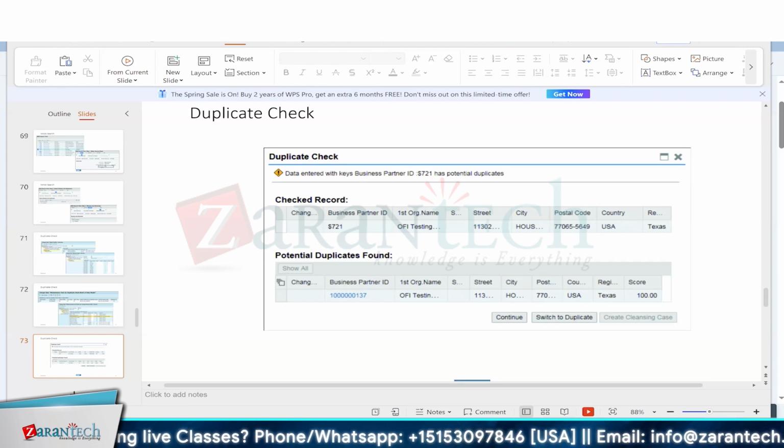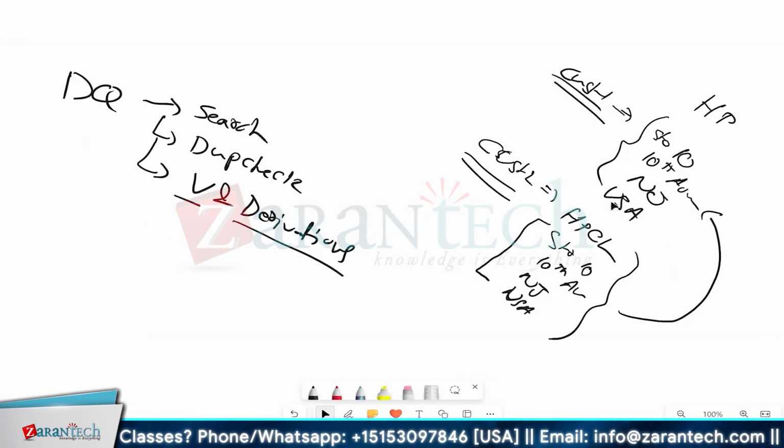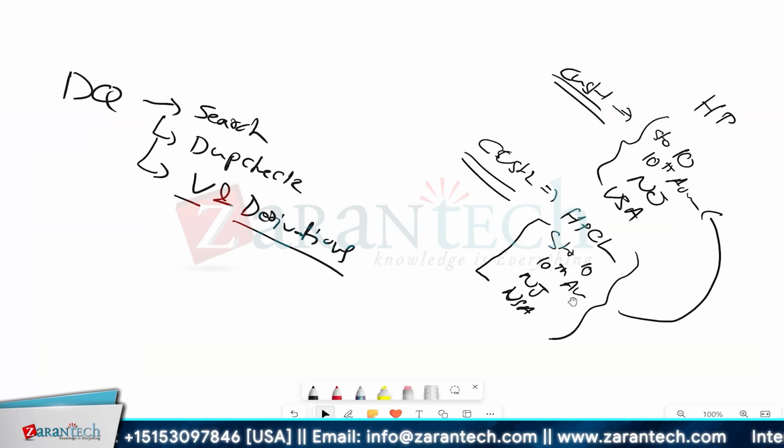The criteria can be anything. In this example, I took the address as the duplicate criteria. But for others, it might be bank data as the duplicate criteria. For someone else, name is the duplicate criteria, and for someone else, tax information might be the duplicate criteria.